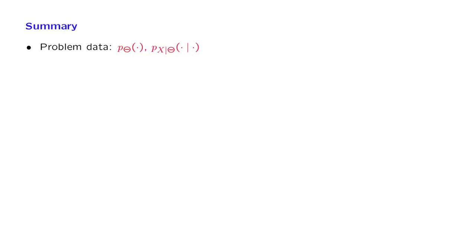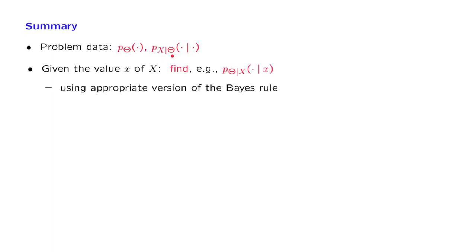There is an unknown parameter theta, and we are given a prior distribution for that parameter. We are also given a model for the observations X in terms of a distribution that depends on the unknown parameter theta. The inference problem is as follows. We will be given the value of the random variable X, and then we want to find the posterior distribution of theta. That is, given this particular value of X, what is the conditional distribution of theta?